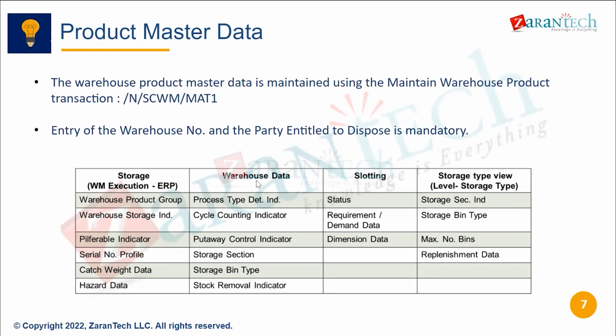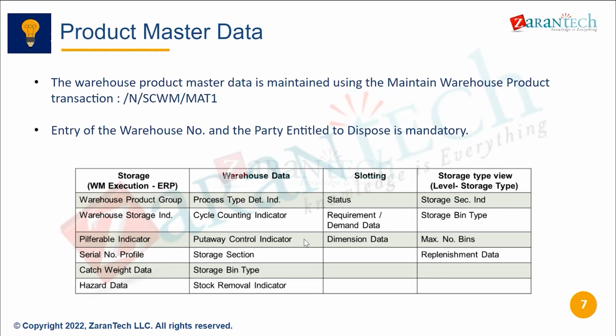Then you will have this warehouse data tab, which has these indicators. Based on these indicators, we get to know in which sections or using which bin types the handling of this product should be done in the warehouse. This is the most important setting in the product master data. We need to maintain it if we need to handle the product in such a way that it should go into that particular location, that particular storage section.